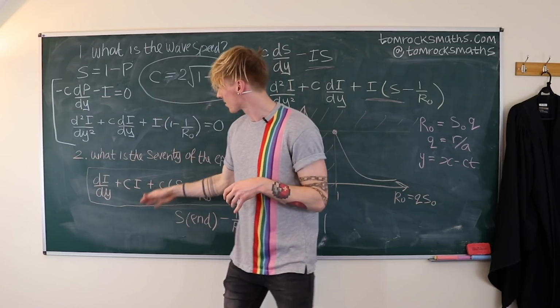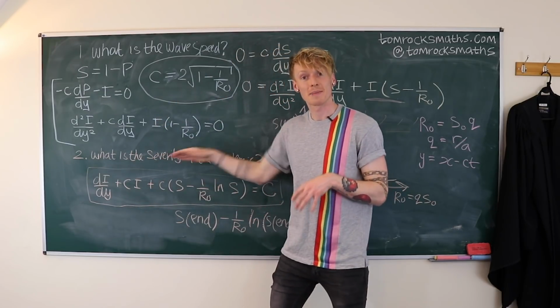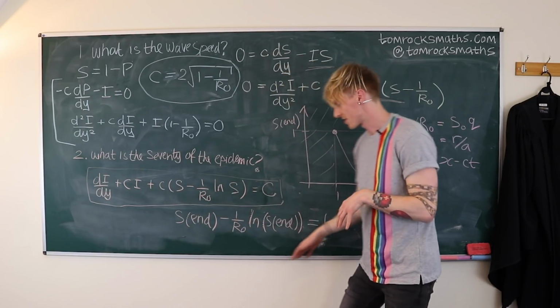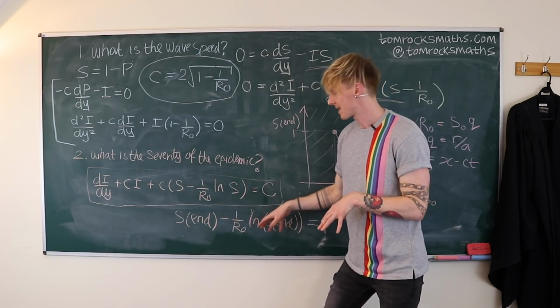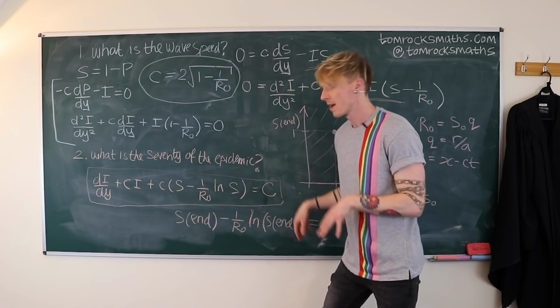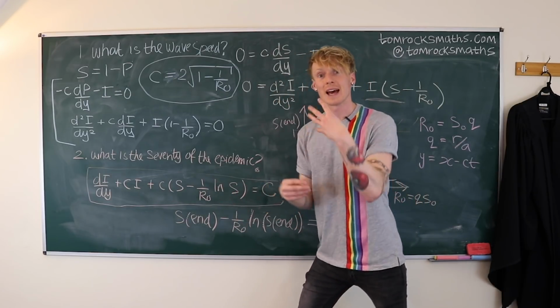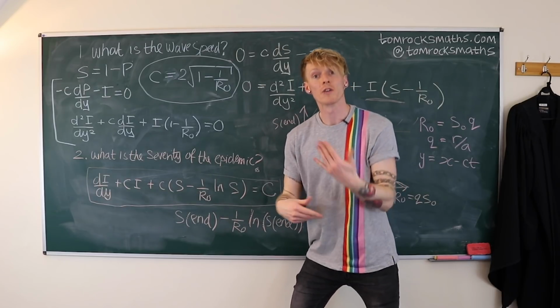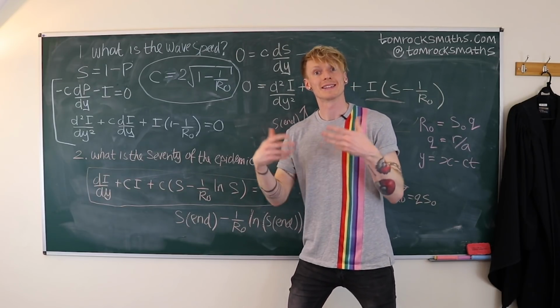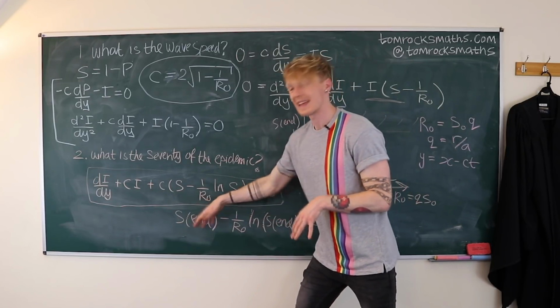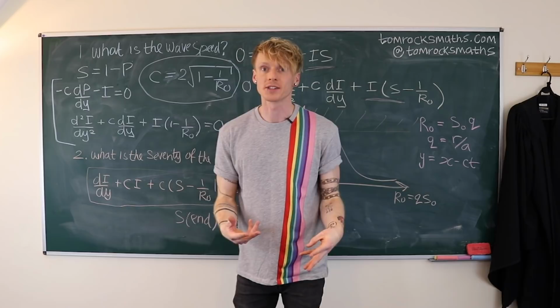Then for our second question about the severity of the epidemic, we got this equation for the number of susceptibles at the end, and we want to make this as large as possible, because the number of susceptibles left at the end of the outbreak tells us the number of people who have been unaffected by the disease, and so they haven't caught the disease. So we want to make S end as large as possible.